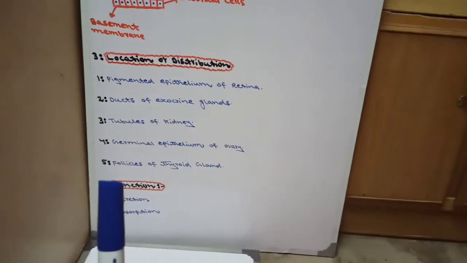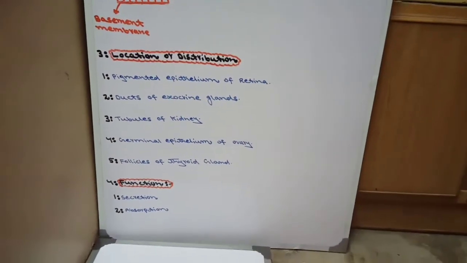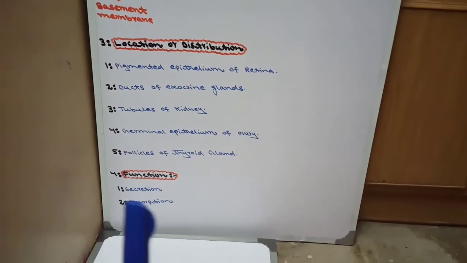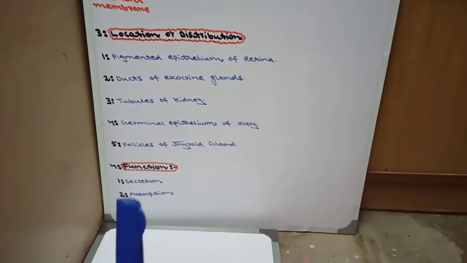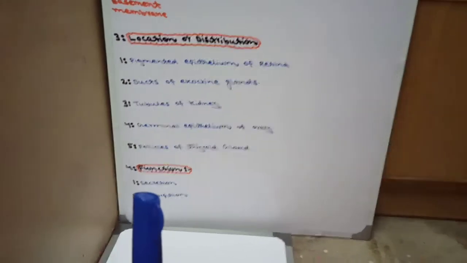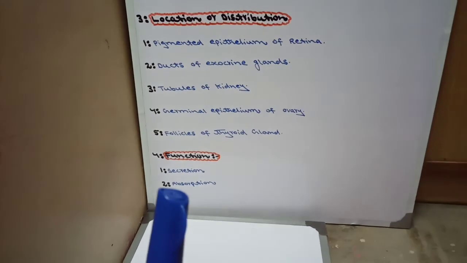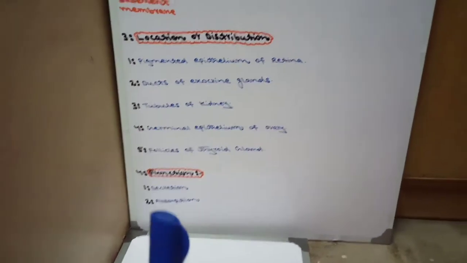Now come to the function. There are 2 functions of simple cuboidal epithelium. Number 1, secretion. Number 2, absorption. For these 2 functions, simple cuboidal epithelium is responsible: secretion and absorption.